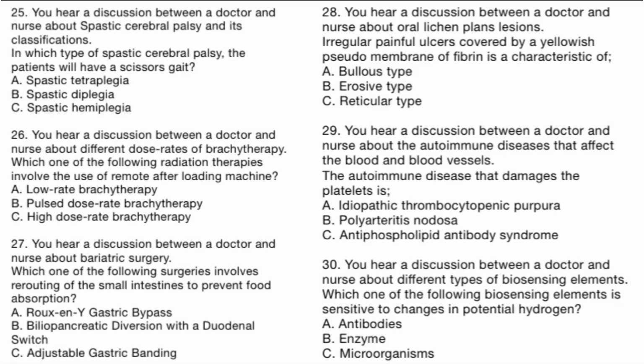Question 26. You hear a discussion about different dose rates of brachytherapy.